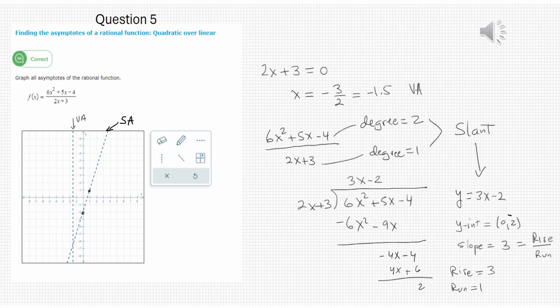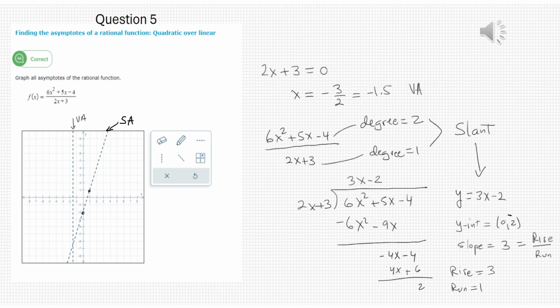We have this now, no horizontal. Remember, we have a horizontal when there's the same degree or when the degree of the denominator is bigger. Otherwise, no. If the degree of the polynomial on top is bigger by 1 than the degree of the polynomial at the bottom, it is slant. A slant is an oblique line, an inclined line. And to find the equation, you perform the division.